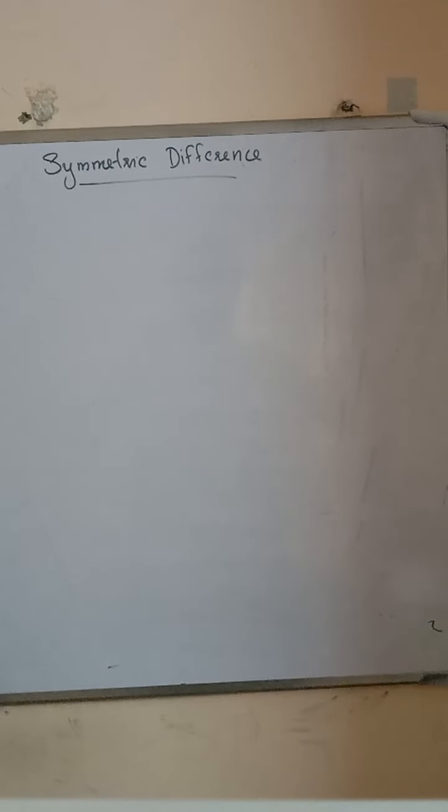We start with the section with the topic symmetric difference. Symmetric difference is one of the set theoretic operations like union, intersection, difference. If A and B are any two sets, I explain the term symmetric difference using a Venn diagram.